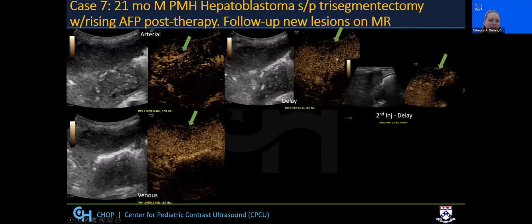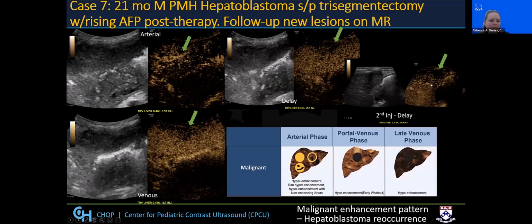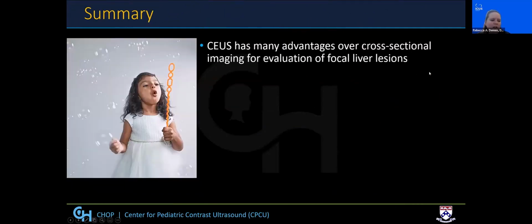Since there's so many lesions, a second injection was performed to evaluate other lesions and kind of did sweeps. And on the delays, it demonstrated additional lesions that showed more washout. So once again, with early hyperenhancement and then early washout on both phases, this is concerning for malignancy and ended up being hepatoblastoma recurrence.